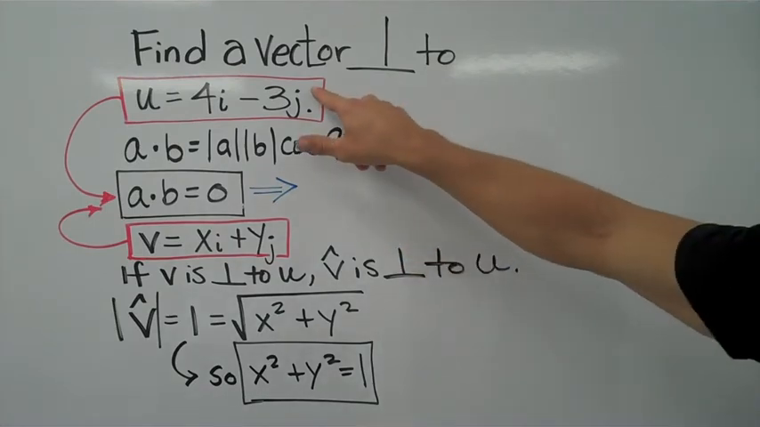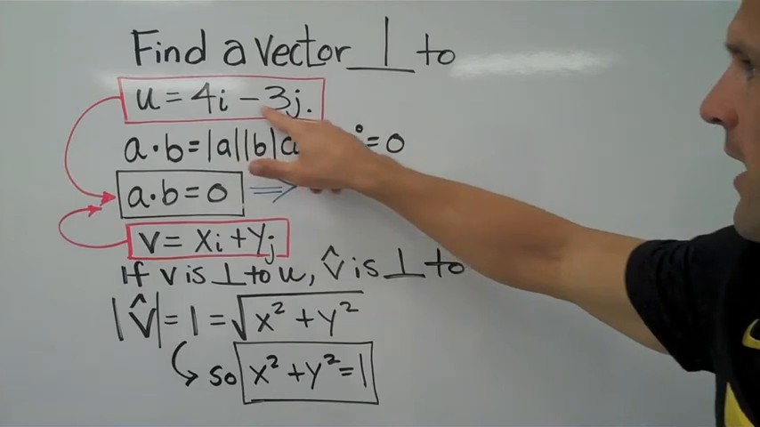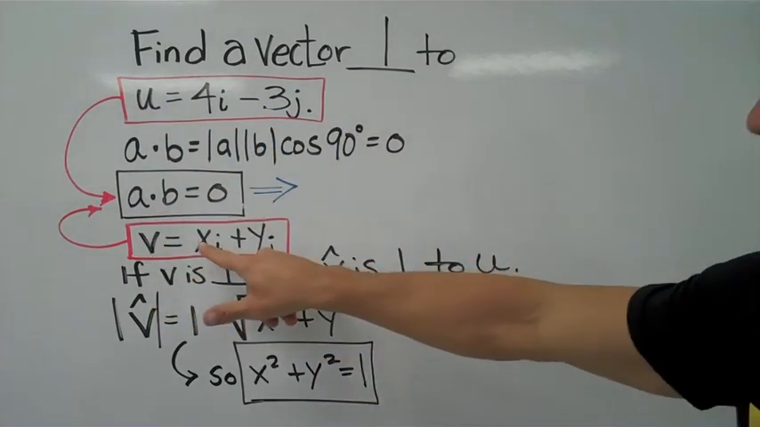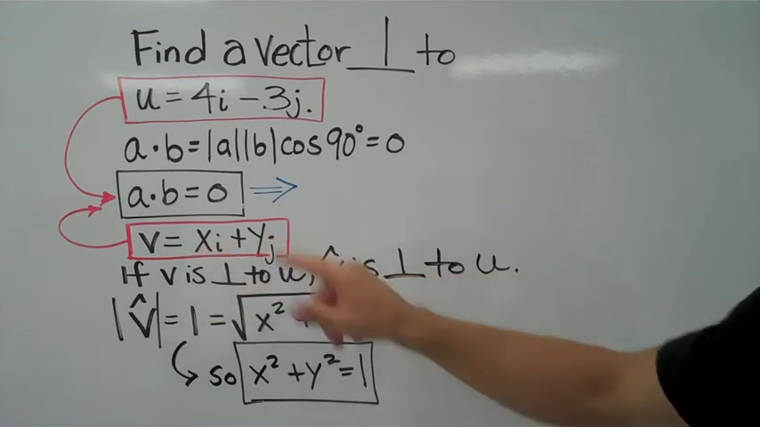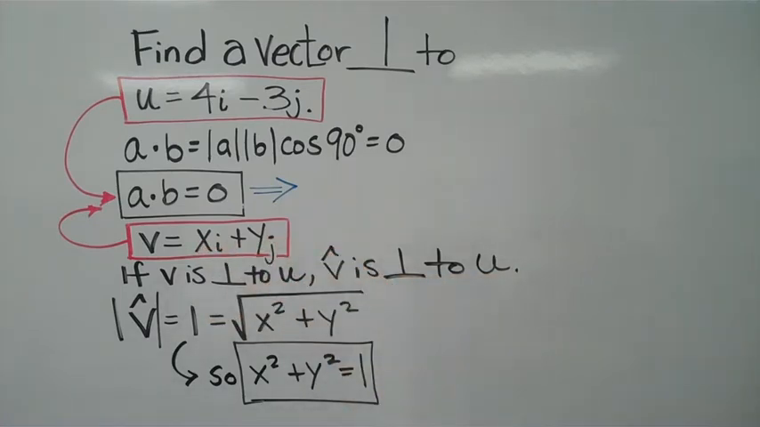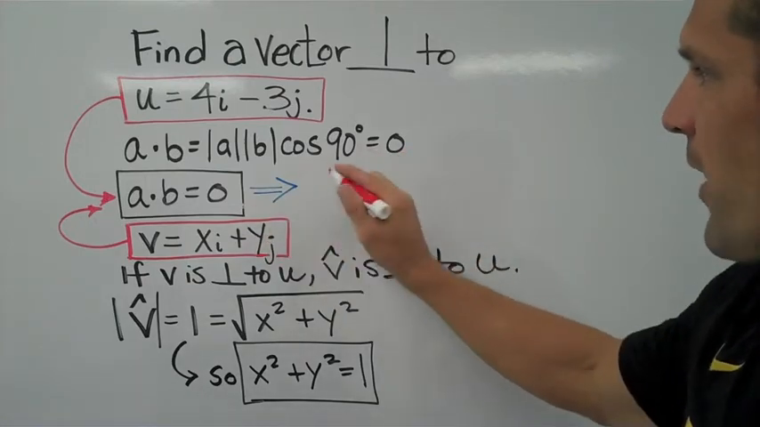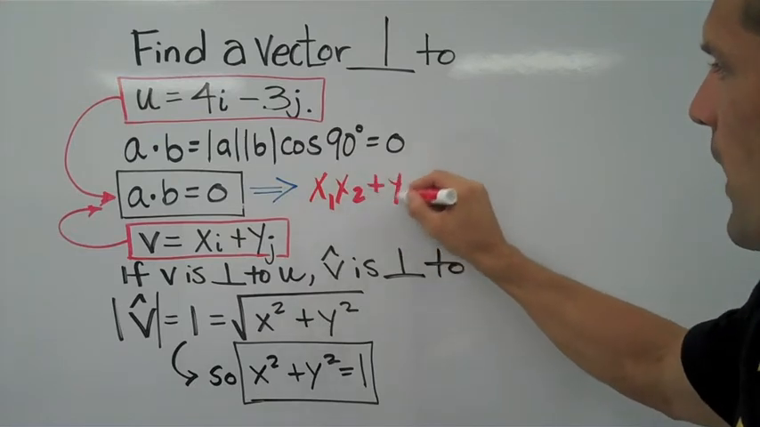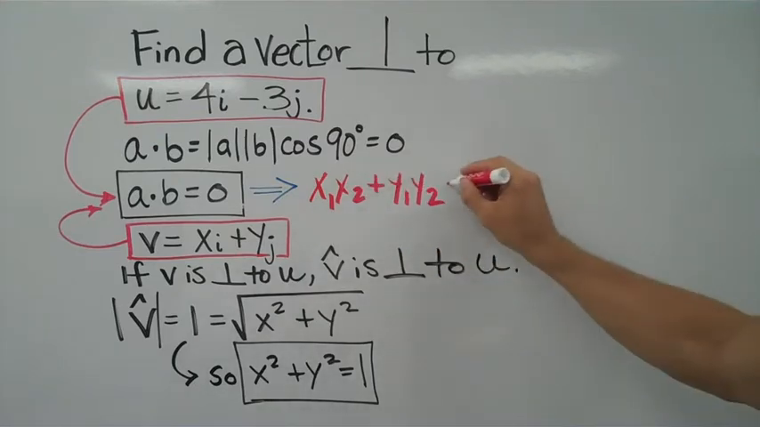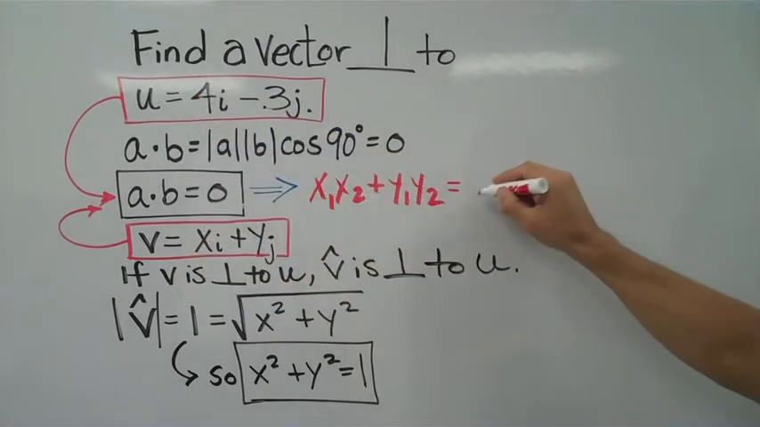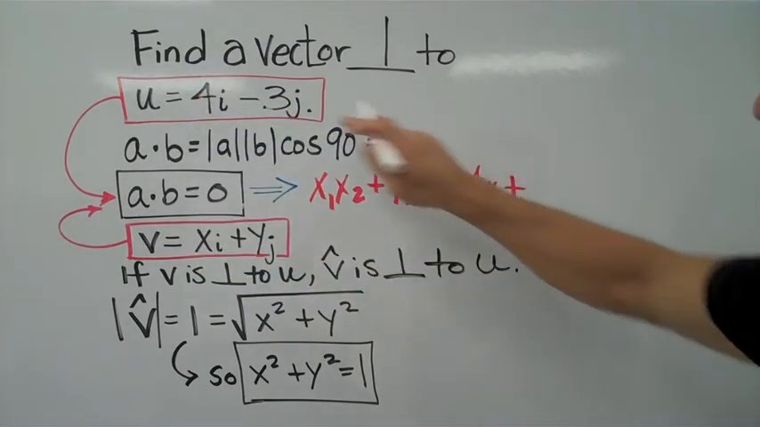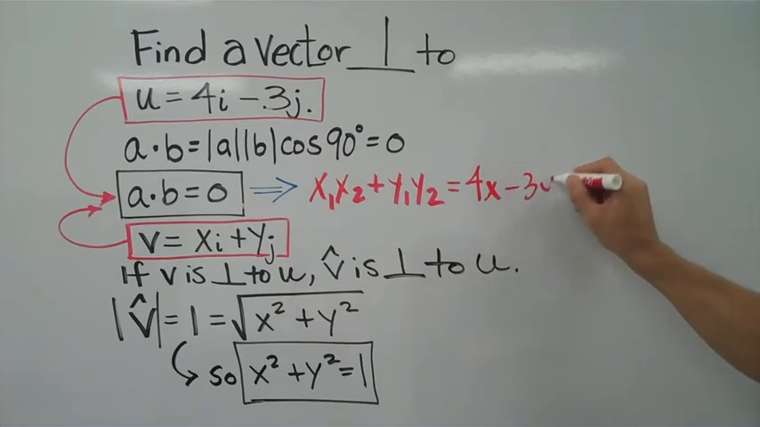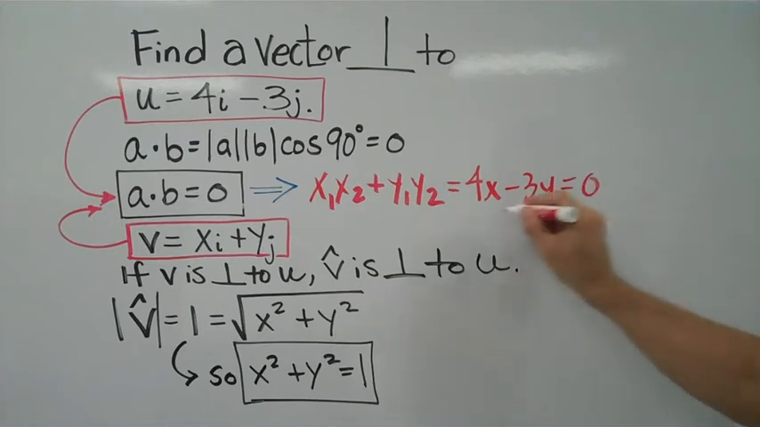Well, here's our first vector, which will be 4 and a negative 3. I don't know my second vector, v. So this is where I made it up. I say it's x and y, xi plus yj. Well, if that's the case, then I know I can find x1 x2 plus y1 y2. And that will give me 4 times x plus negative 3 times y, which we can write as negative 3y. And I know that that is going to equal 0.